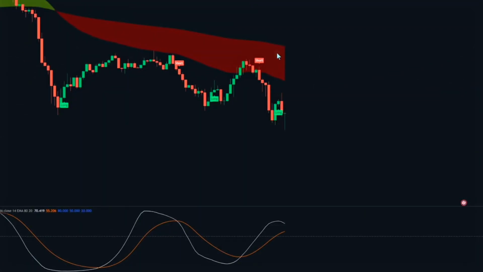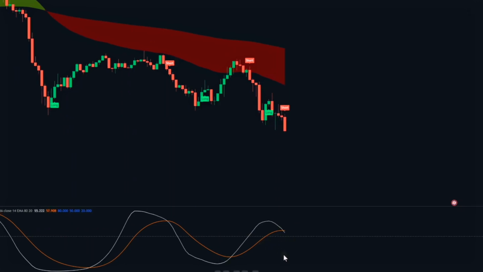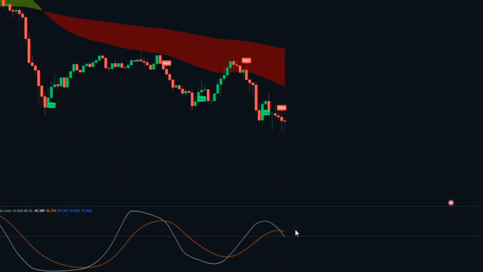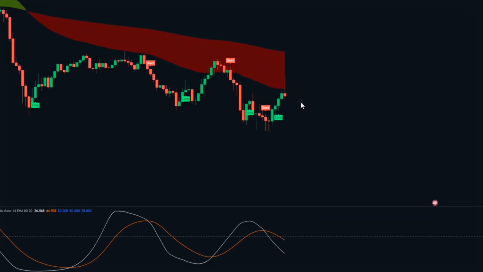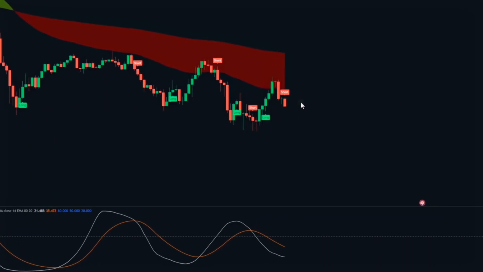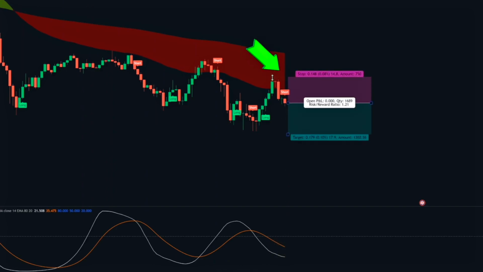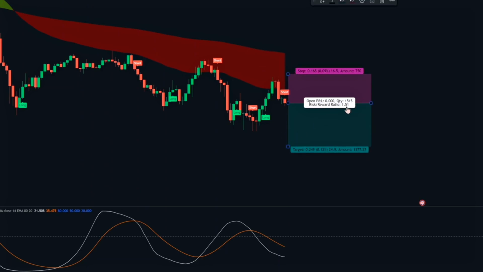For a short trade, the EMA trend cloud must be red, indicating a bearish trend. The ultimate RSI line must cross below the signal line, and this crossover should happen above the midline. Once this condition is met, we wait for a short signal from the trend range filter. At the time of the short signal, the ultimate RSI line must be below both the midline and the signal line. When all criteria align, a short position is entered, with the stop loss set above the most recent swing high and the take profit at 1.5 times the risk.